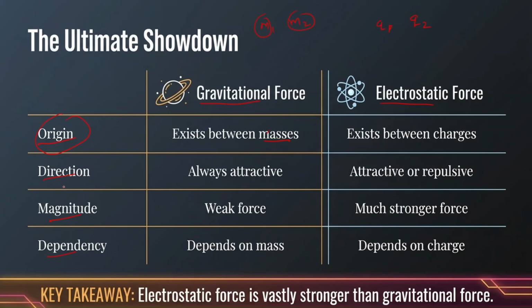Now, the second one is the direction. We know that the gravitational force is always attractive, and the sign of the gravitational force is always negative. On the other hand, the electric force can be attractive or repulsive, on the basis of the signs of Q1 and Q2. If Q1 and Q2 both are positive or both negative, they repel each other. If one is negative and the other is positive, or vice versa, they attract each other. Okay.